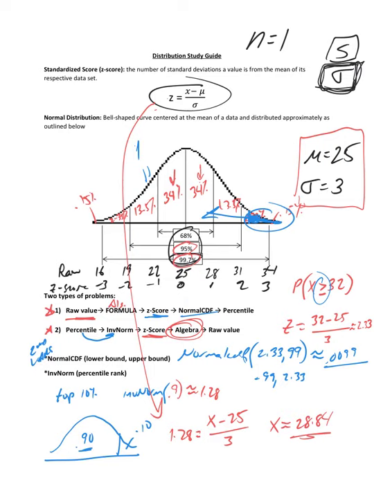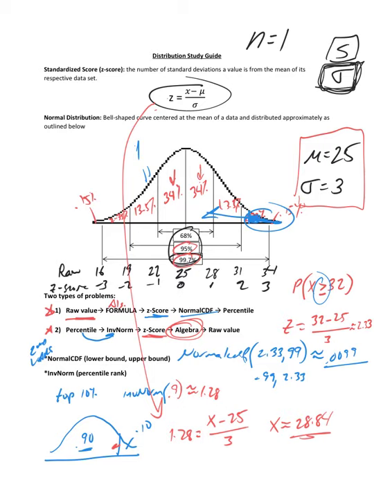Now, because ACTs don't give you decimal answers, in this case, to be in the top 10%, you'd naturally need to be at 29 with these numbers here. And even if it was 28.2, you'd still have to round up to 29, because if you go down, you're going to the part of the curve that's not in the top 10%. So you'd always have to round up here to be in the top 10%. That would be the second type of problem there, where you go from percentile through z-score to raw value.